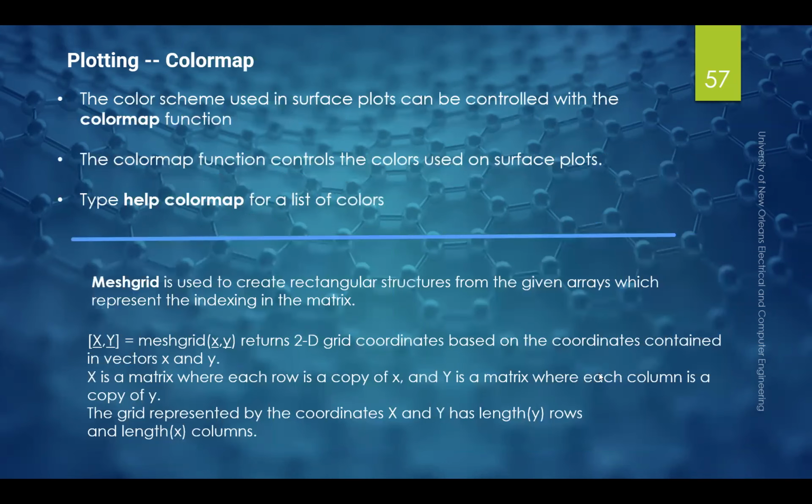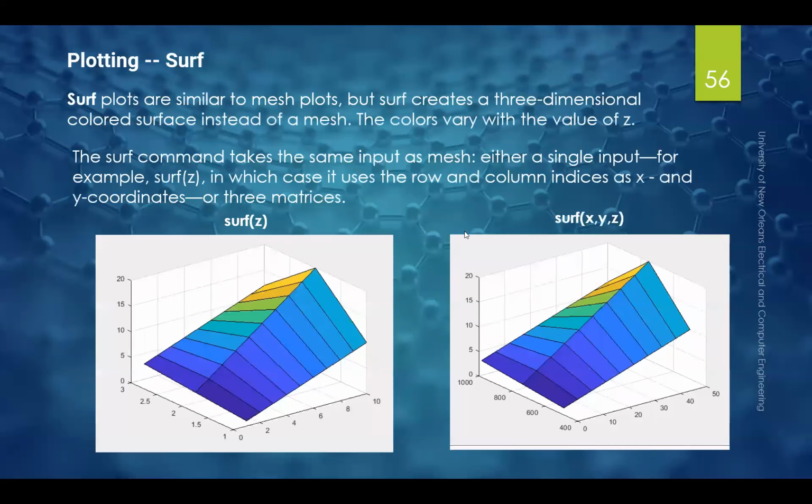All right. The other thing you can do is associate a color with the plot, the colors that you want to see. And for that, you can use this color map function. It controls the colors that you're going to see in the surface plots like this, right?